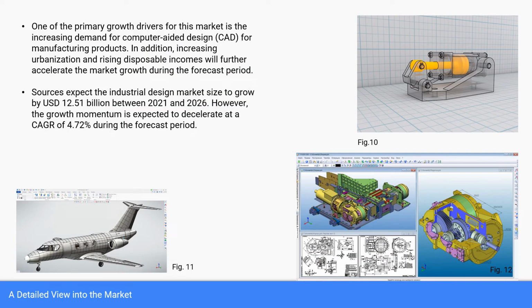One of the primary growth drivers for this market is the increasing demand for computer-aided design for manufacturing products. In addition, increasing urbanization and rising disposable incomes will further accelerate the market growth during the forecast period. Sources expect the industrial design market size to grow by 12.51 billion US dollars between 2021 and 2026. However, the growth momentum is expected to decelerate at 4.72 percent during the forecast period.